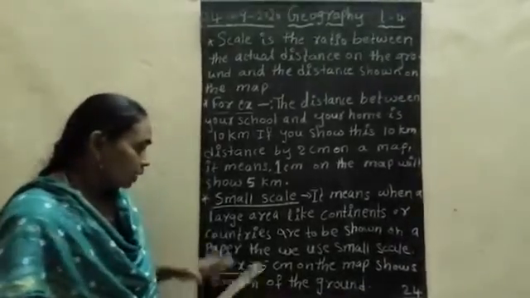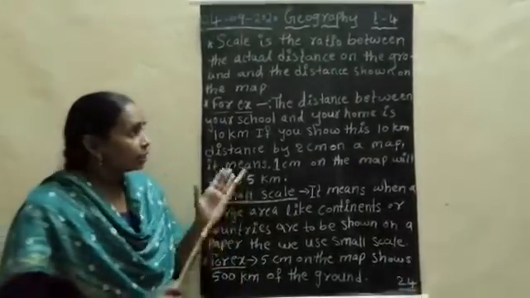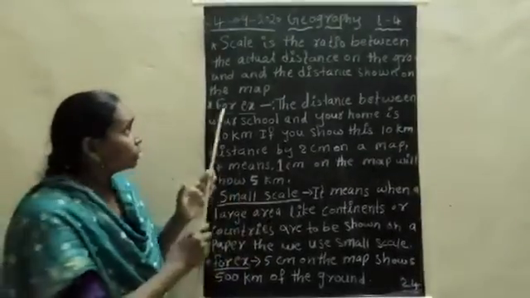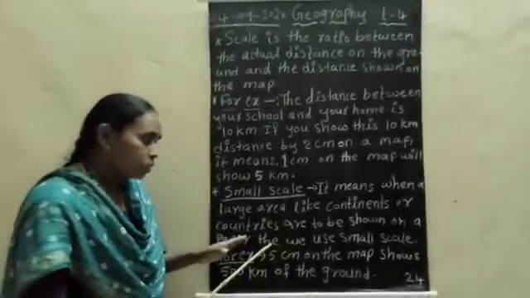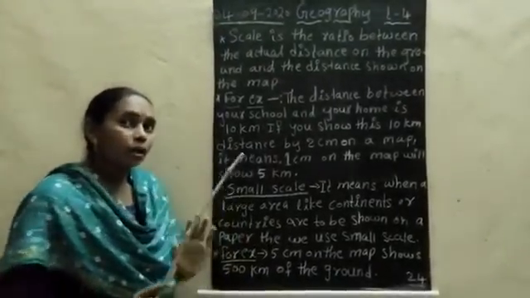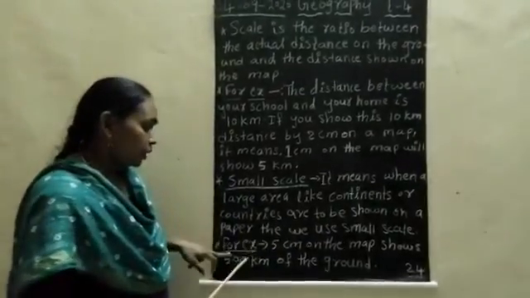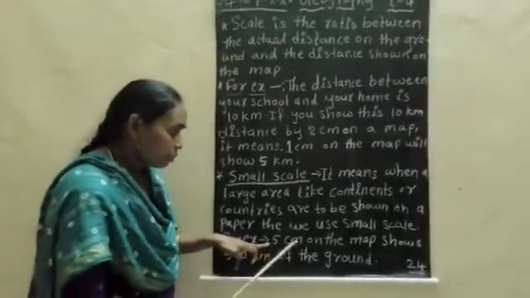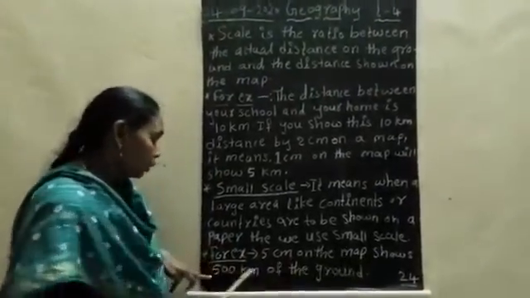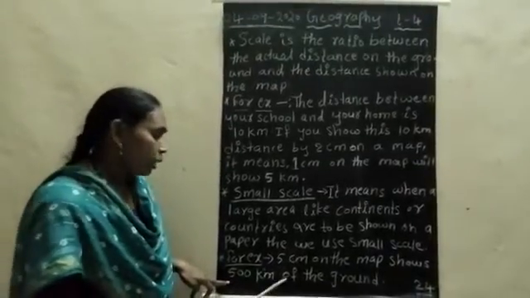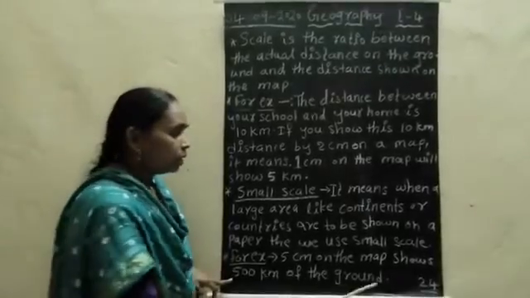So children, on a small scale, distances are shown through the scale. A small scale shows large distances, that is about continents and countries. And here, if on the map it is 5 centimeters, how much do you have to travel? You have to travel 500 kilometers on the ground.